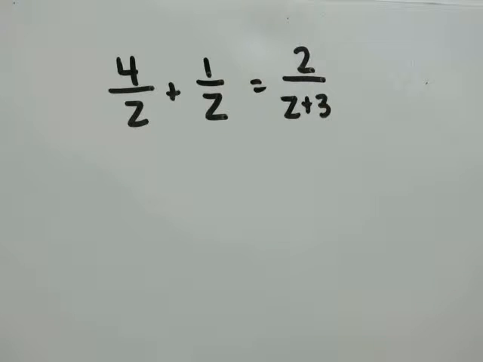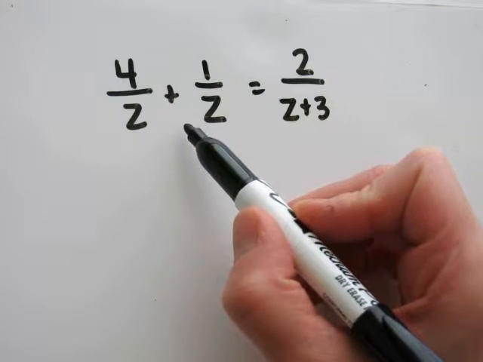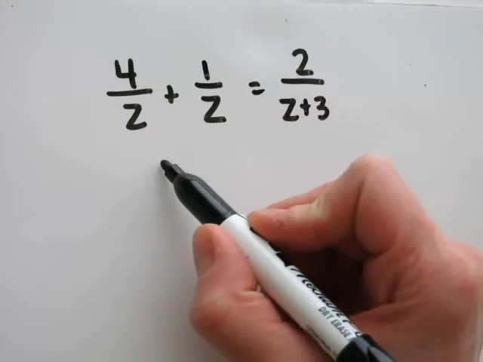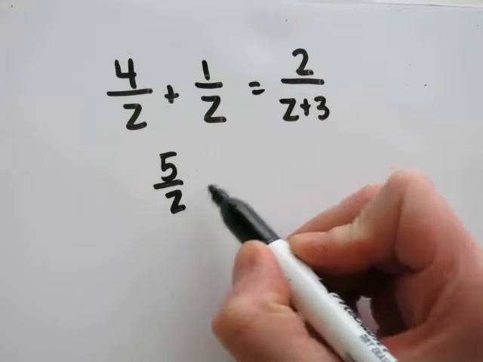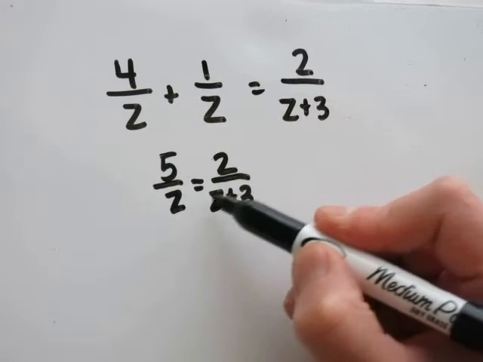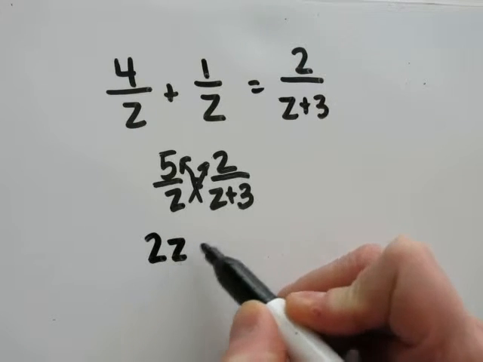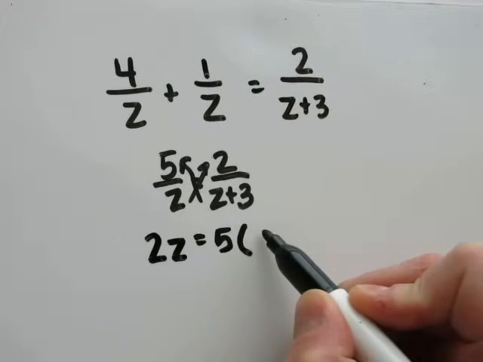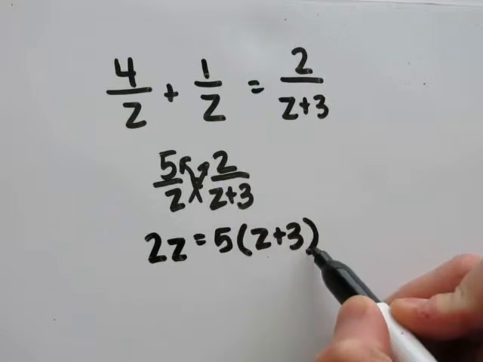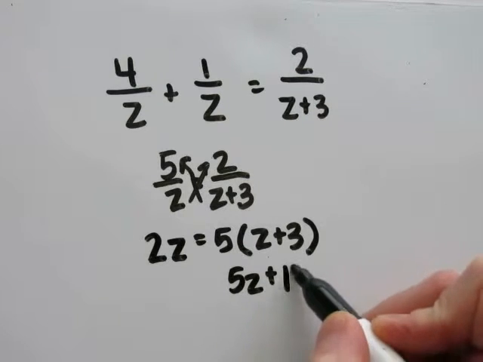Problem 23, 4 over z plus 1 over z equals 2 over z plus 3. I have the same denominator, so I can go ahead and add these two fractions together. 4 plus 1 is 5, so I get 5 over z equals 2 over z plus 3. From here, I will cross multiply. I'll have 2z equals 5 times z plus 3. 5 times z is 5z. 5 times 3 is 15.